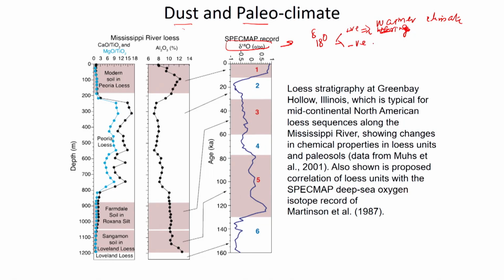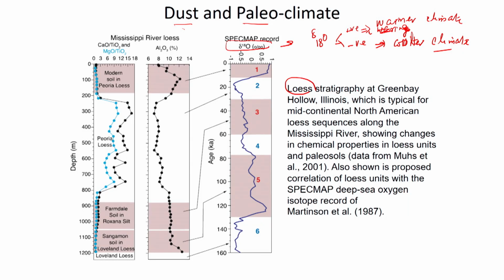And if it is negative, it means a cooler climate. It's actually a cooler climate. Okay, so this is a Loess.